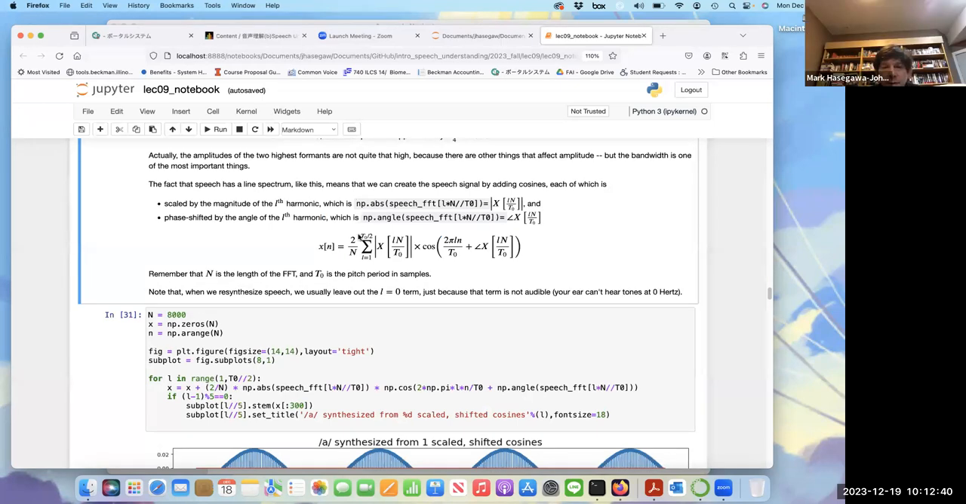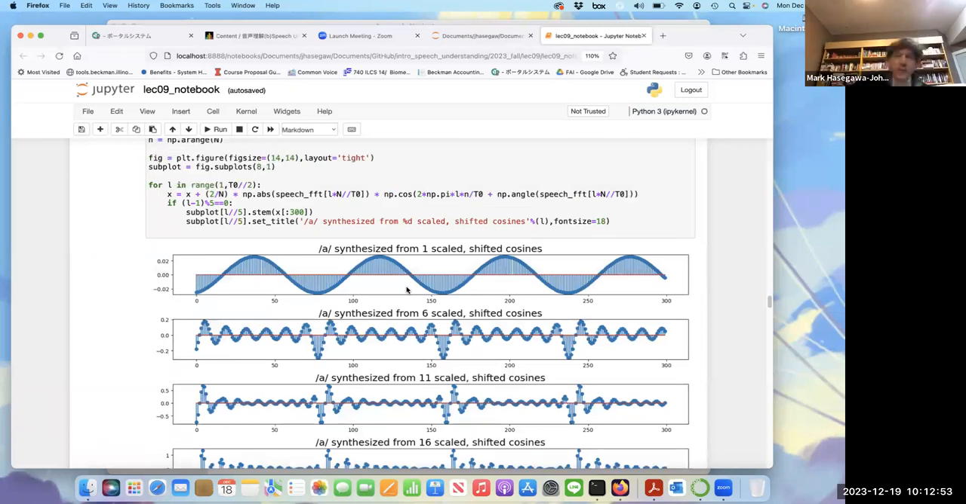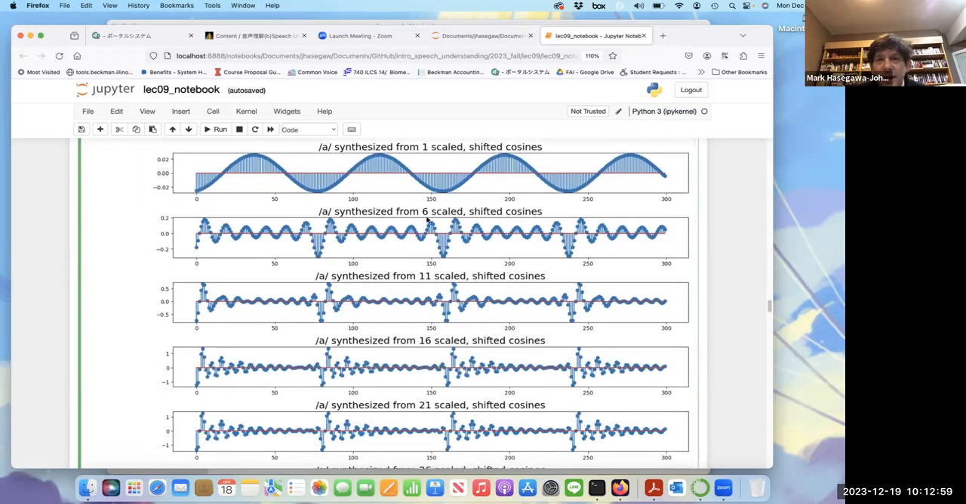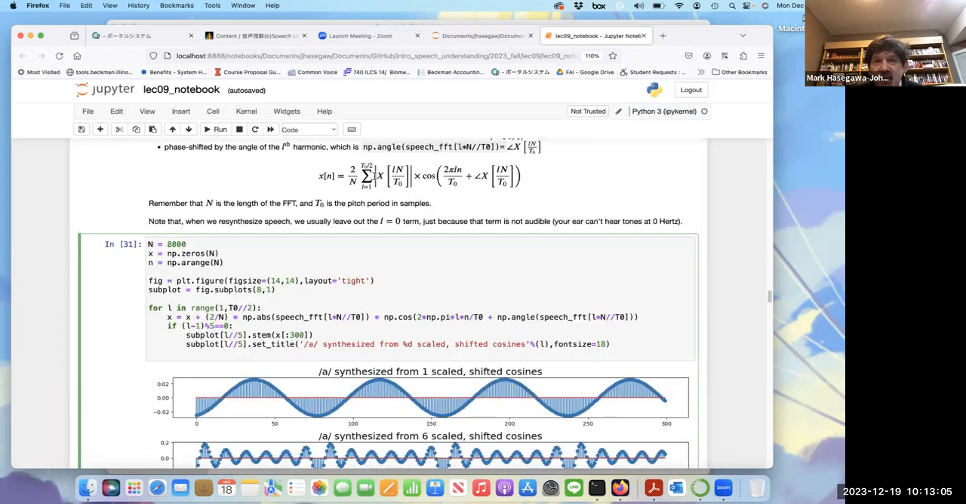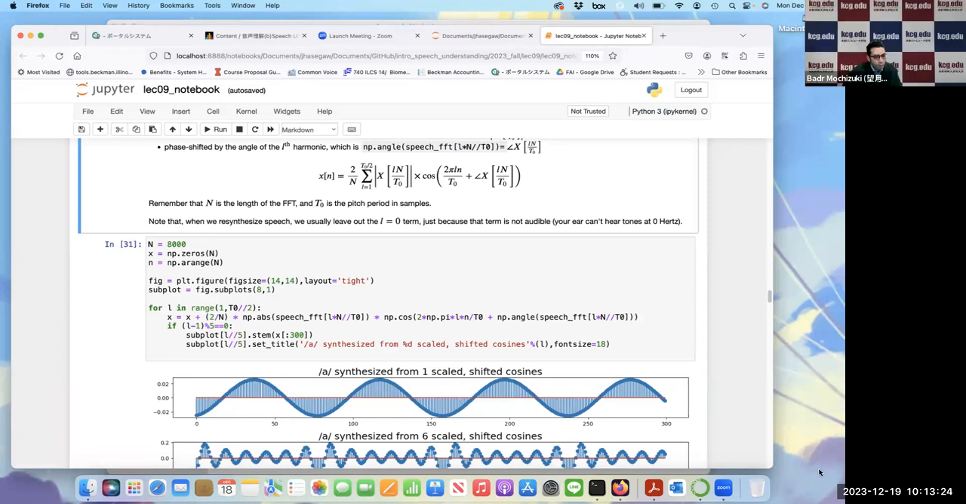Yes. The idea of the last part is to reconstruct that speech. Instead of using the resonator, we could add together cosines. So here's the first harmonic, then the first six harmonics, the first 11, the first 16, and so on. Each of them is scaled by the amplitude of the corresponding harmonic and phase shifted by the corresponding phase shift in order to get those cosines to add together. This is a more complicated way of synthesizing, but it's just to show that in fact these two signals are the same signal. Thank you.